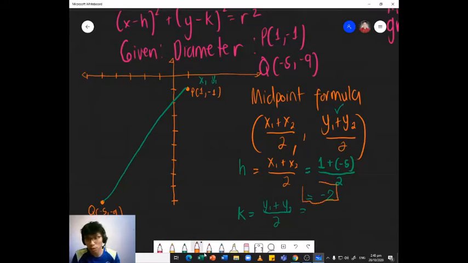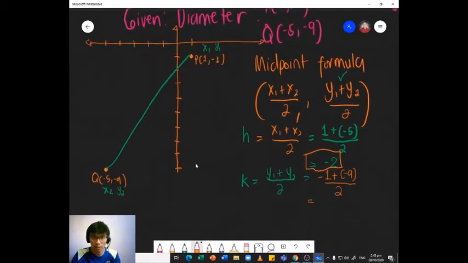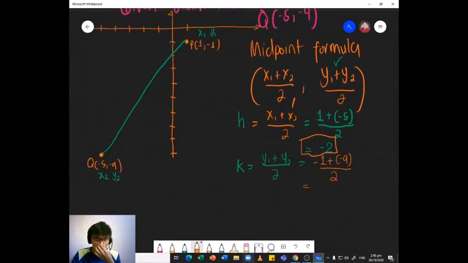Simply substitute that one in the given formula. Okay, so what are we going to do? What is your y sub 1? That is negative 1 plus, what is your y sub 2? That is negative 9, all over 2. So let's try to simplify this one out. Negative 1 plus negative 9 is negative 10, divided by 2, that is negative 5. Okay, there you go.